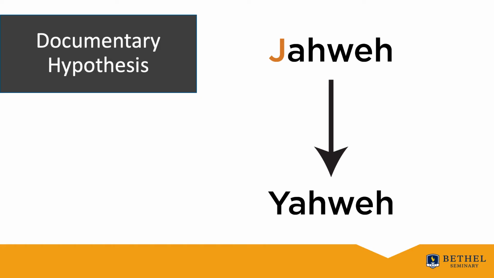You may ask why they are JEDP but not YEDP. Remember, this hypothesis was proposed by German scholars. The German way of writing Yahweh starts with J, and that's the reason they use J instead of Y. Now, let's take a look at how these 4 different sources are identified.